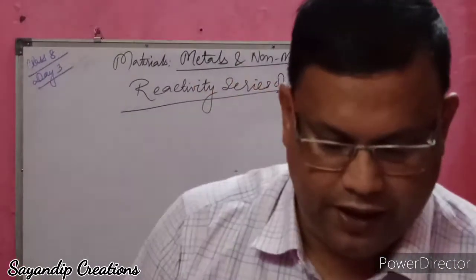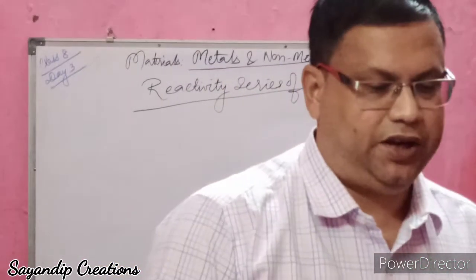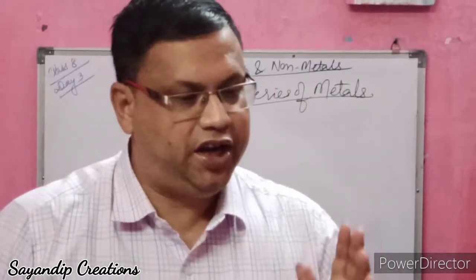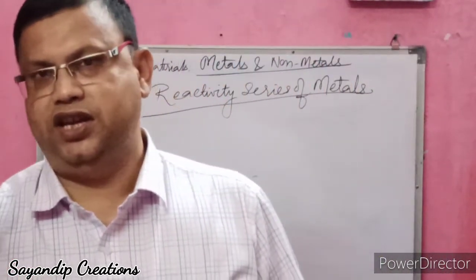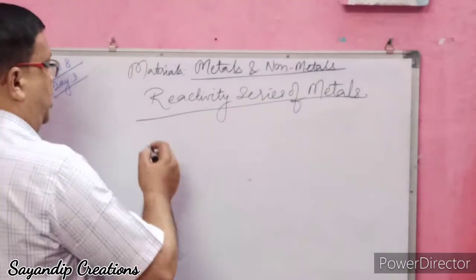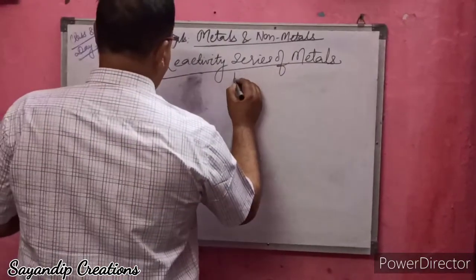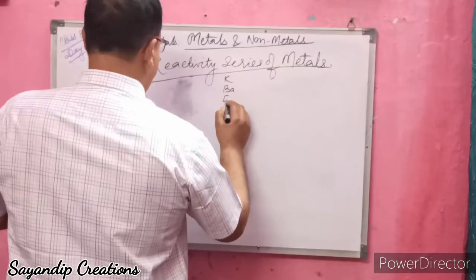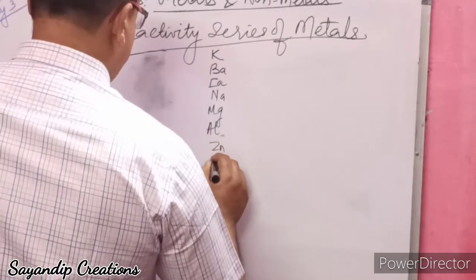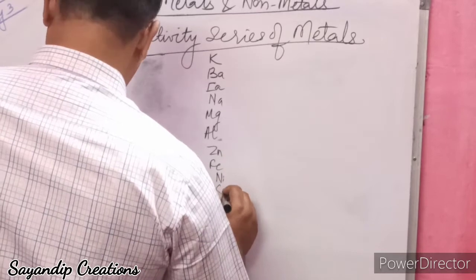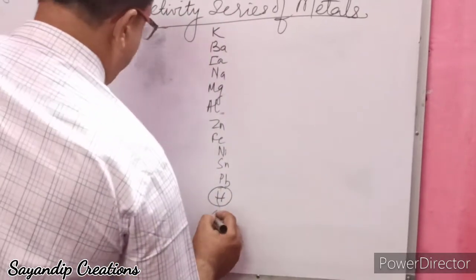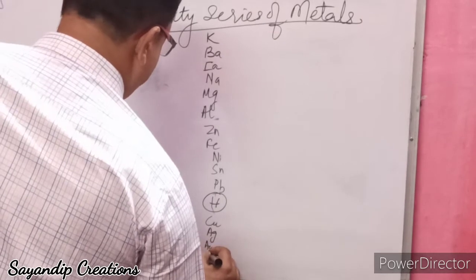What do you mean by the reactivity series of metals? It is also known as the activity series, in which metals are arranged in the order of their decreasing reactivity. That means the most reactive metal is at the top and the least reactive metal is at the bottom. I will give you the chart. First is potassium, then barium, calcium, sodium, magnesium, aluminium, zinc, iron, nickel, tin, lead, and after that comes hydrogen, and then copper, silver, gold and platinum.